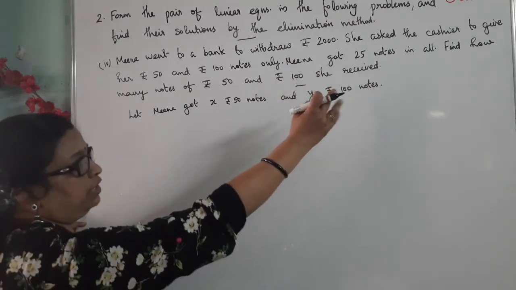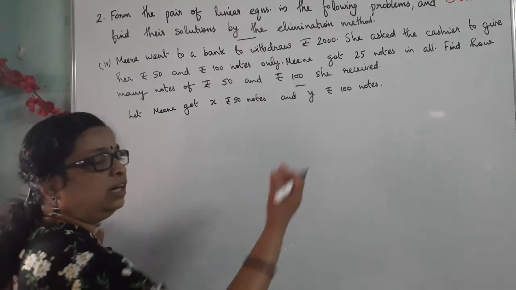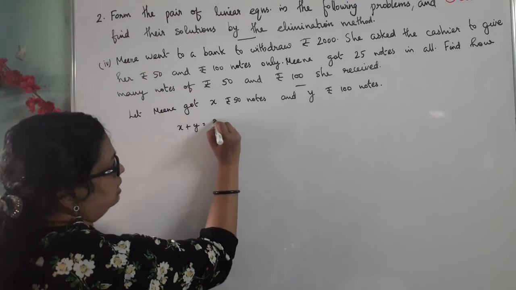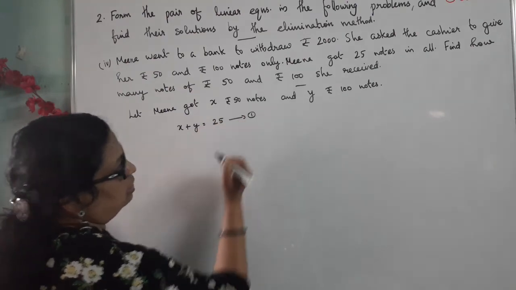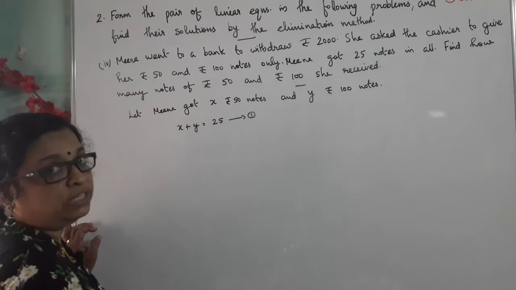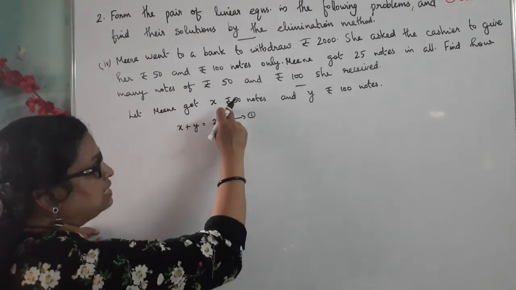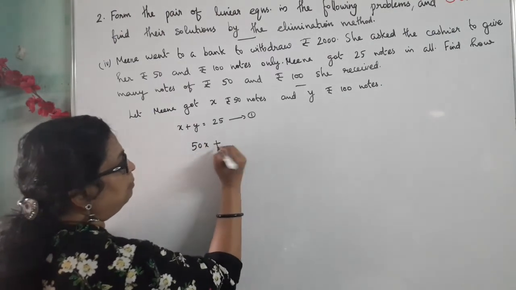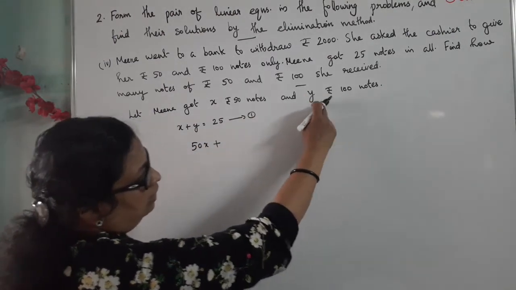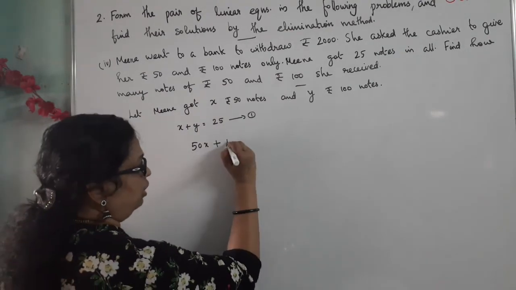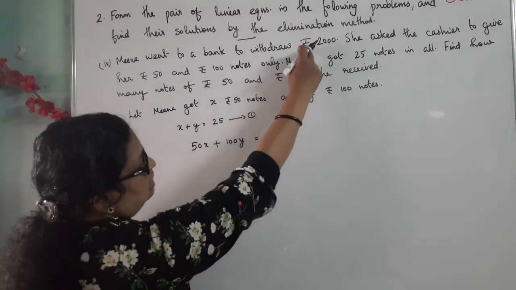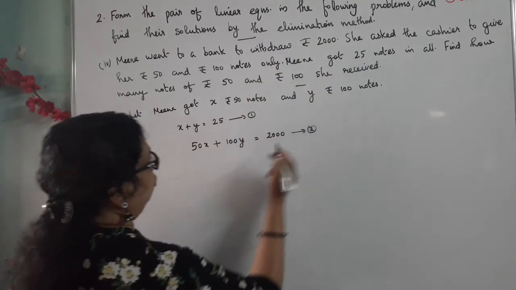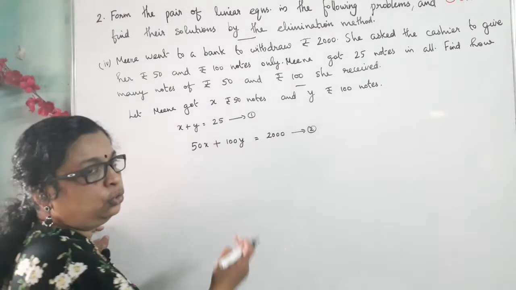Then Meena got 25 notes in all, that is both the 50 and 100 notes together it is 25. So we can write x + y = 25. This will be equation number 1. Then the total money is rupees 2000, that is 50 notes are x, so x into 50, that is 50x, plus there will be 100 rupee notes y, that is 100y, together is rupees 2000. This is equation number 2. Here 50x + 100y = 2000.